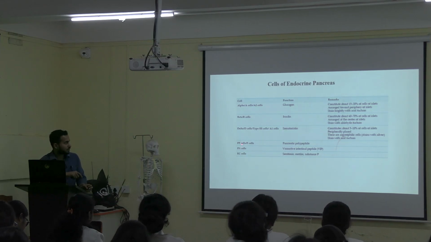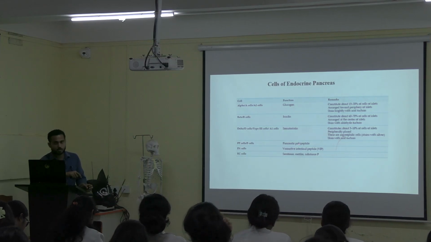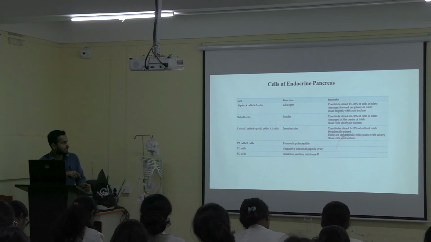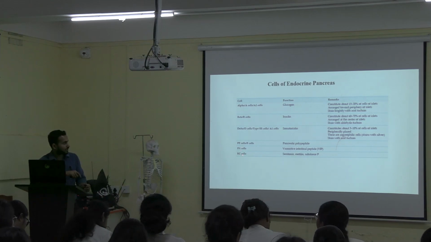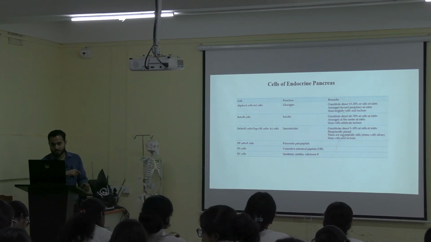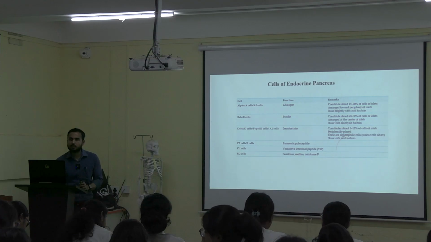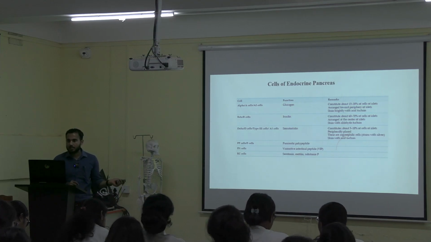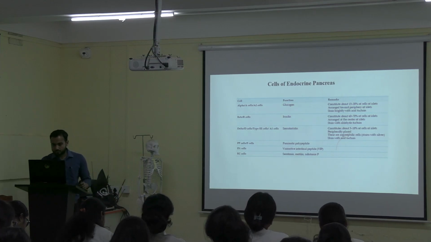For example, PP cells produce pancreatic polypeptide, D1 cells produce vasoactive intestinal peptide. Then there are enterochromaffin cells. They will secrete serotonin, motilin, and substance P. These are the different hormones secreted by enterochromaffin cells.